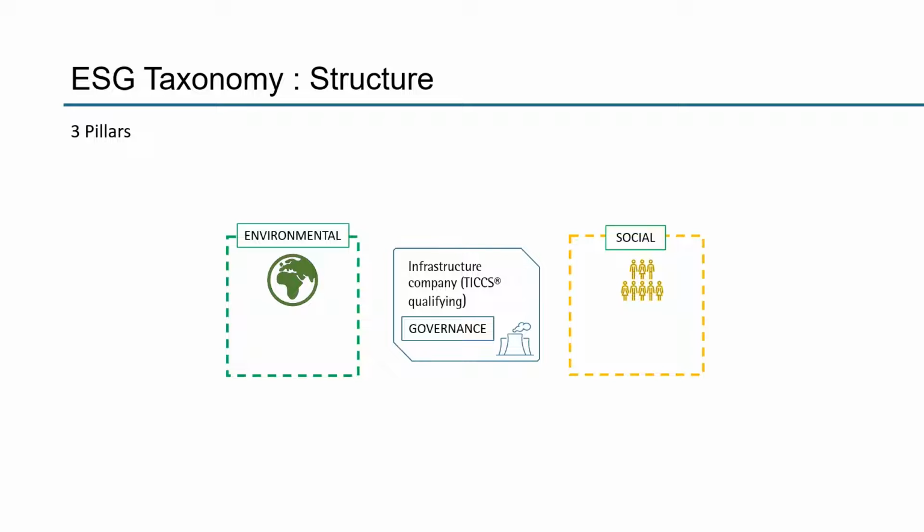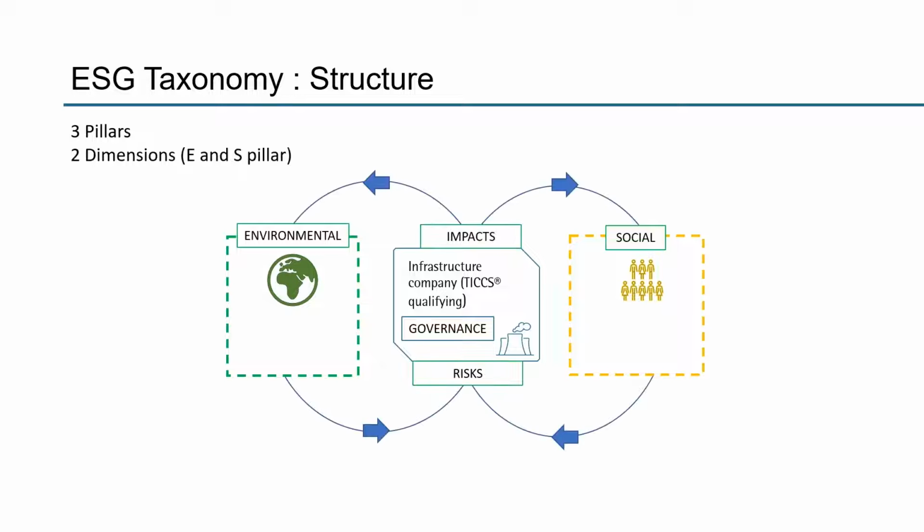Structure of the ESG taxonomy. The ESG taxonomy has three pillars: the environmental pillar, the social pillar, and the governance pillar. The environmental and social pillar have two dimensions of impacts and risks. Infrastructure companies, by means of their activities and operations, can have a negative or positive impact on the environment and on the society, which in turn may drive the risks that the company faces from the environment and the society.